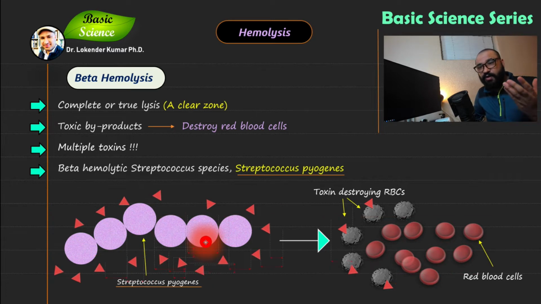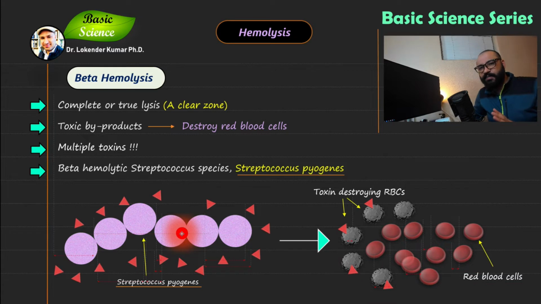Second point is toxic byproducts that are released by bacterial samples that you have on the blood agar plate. In this case, the example is Streptococcus pyogenes. So you need to remember which Streptococcus species produces beta hemolysis. Streptococcus pyogenes is the species that produces multiple kinds of toxins, and these toxins will lyse RBCs and produce the beta hemolytic zone.